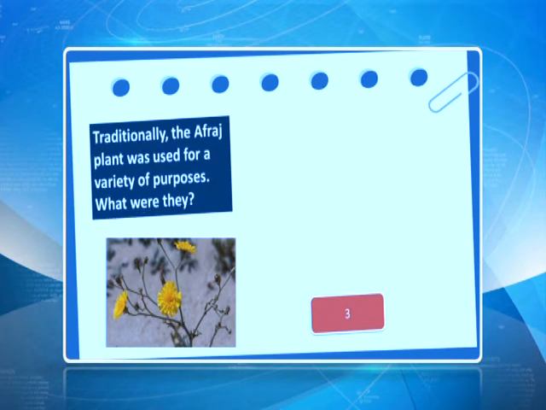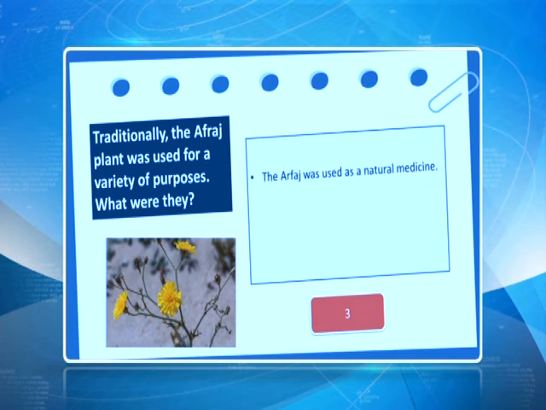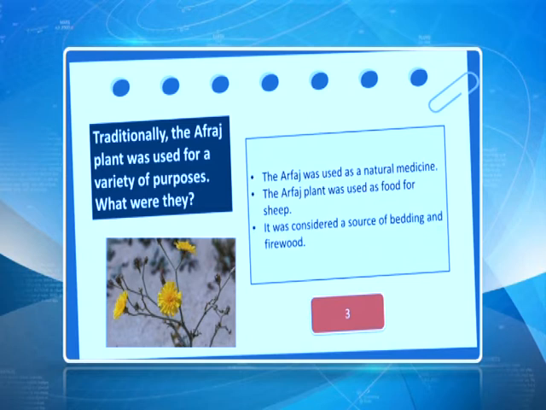So question number three reads, traditionally, the arfaj plant was used for a variety of purposes. What were they? So the arfaj plant was used as a natural medicine. It was used as food for sheep. It was considered a source of bedding and firewood.